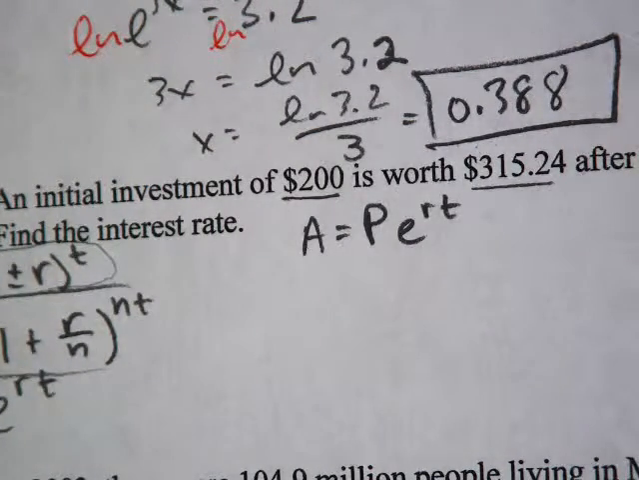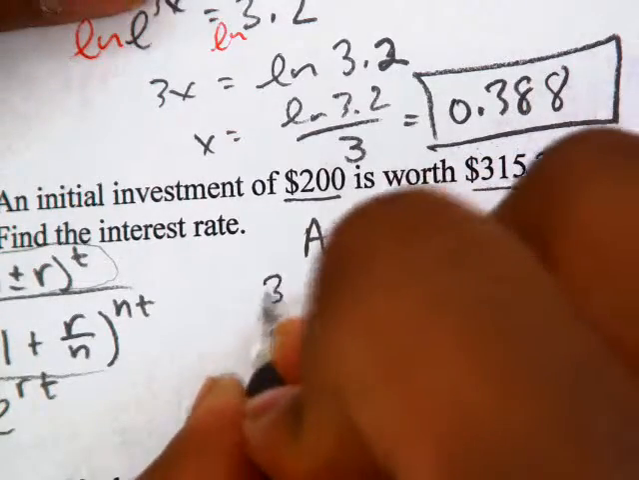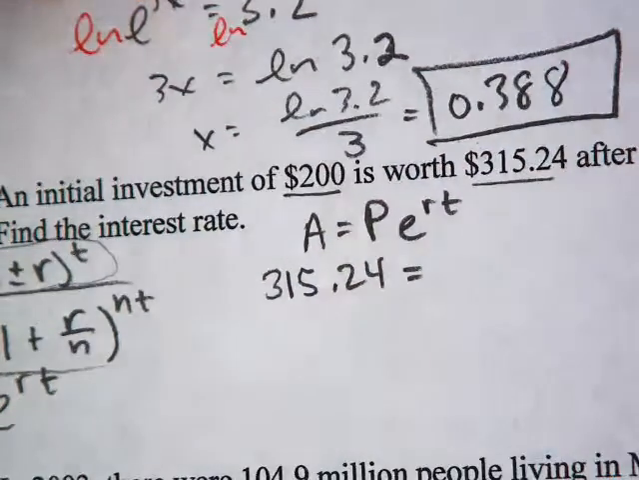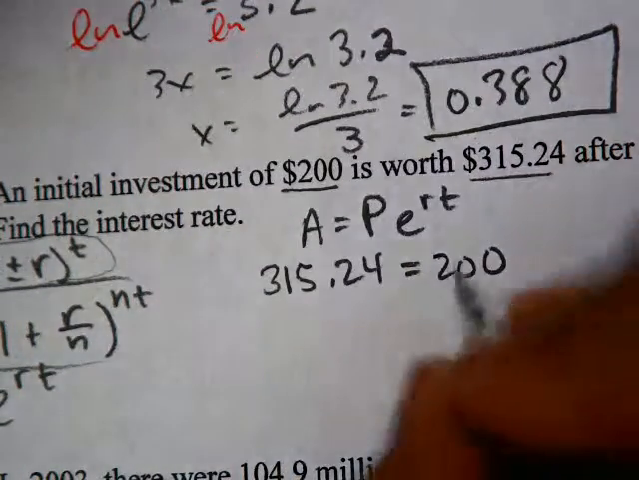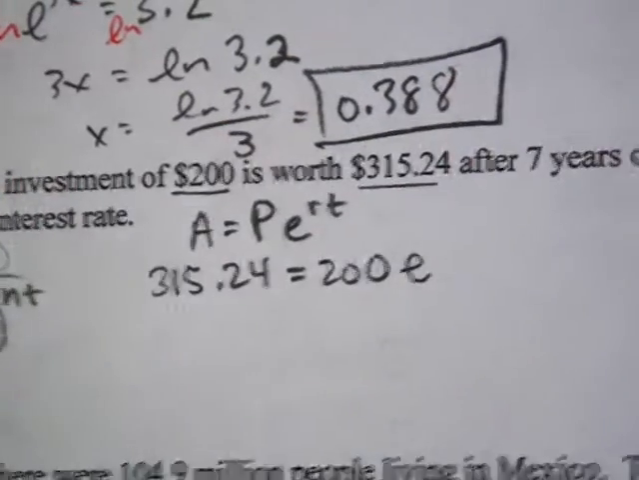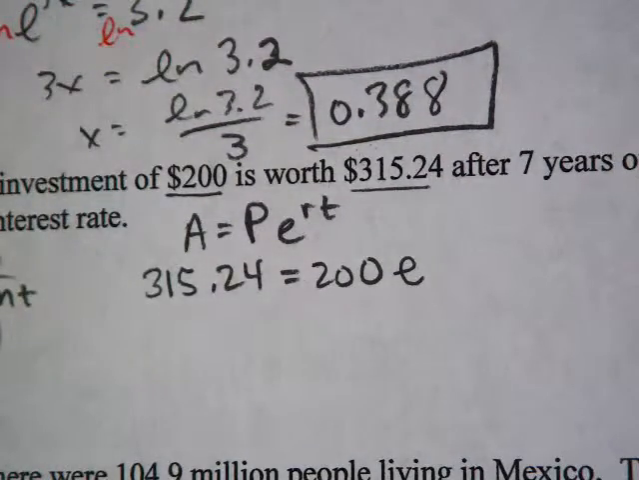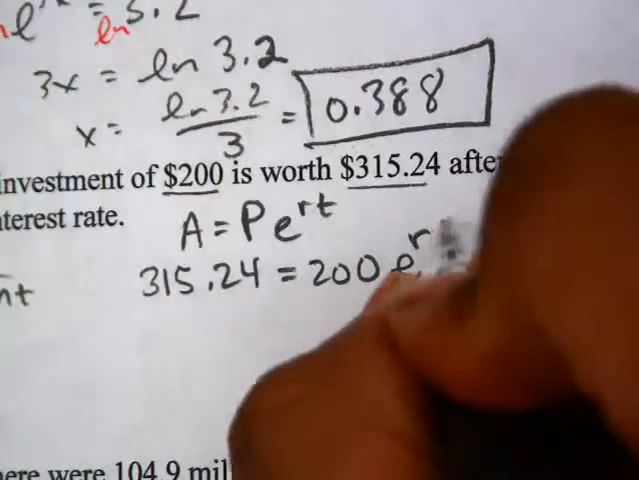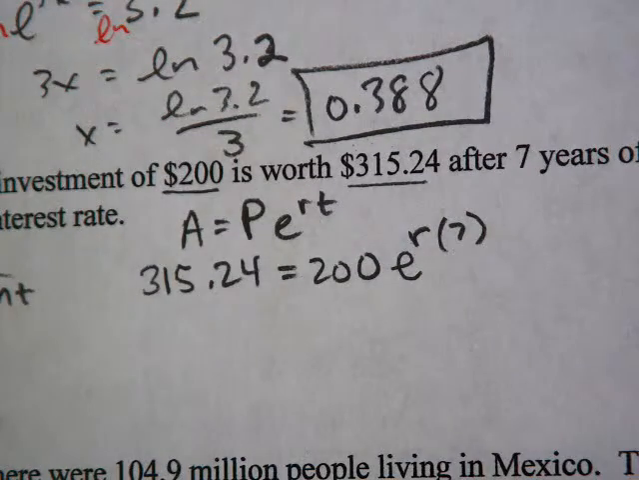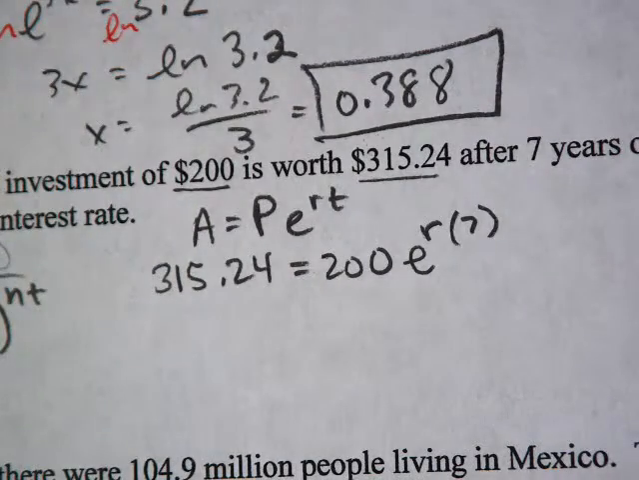As we're plugging stuff in, we should try to figure out what we have and don't have. Do we know what we want at the end? A stands for the amount at the end, 315.24. P stands for the amount at the beginning, 200. E is just that number stored in your calculator that we use for compounding continuously. Do we know R? No, that's what we're trying to find. T is 7. So we're trying to find the rate of growth after 7 years that takes me from 200 to 315.